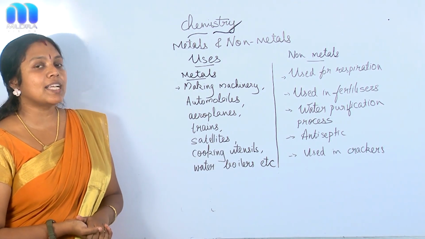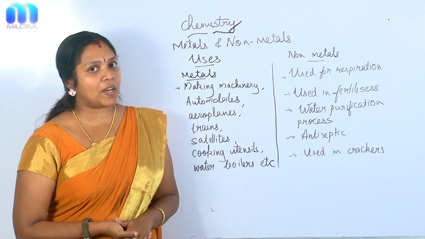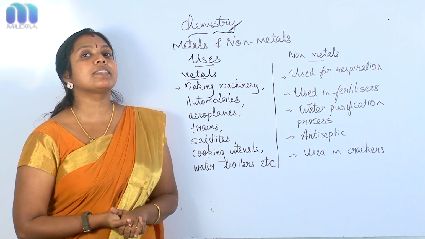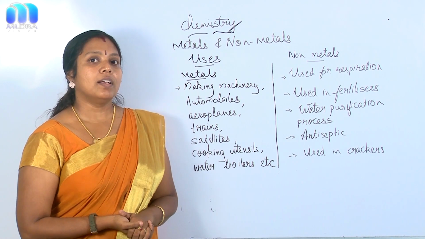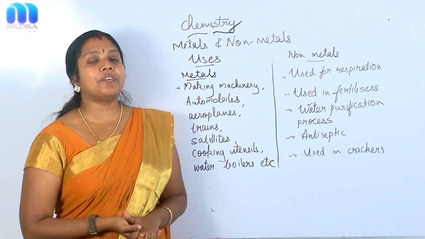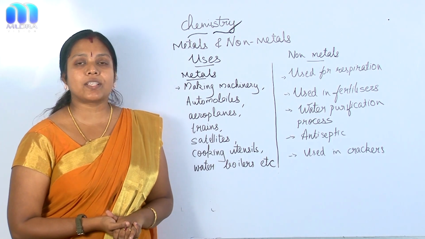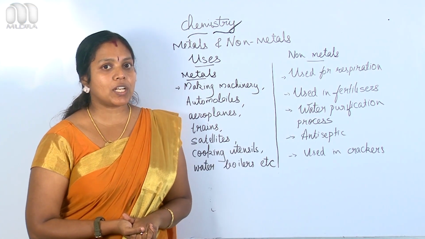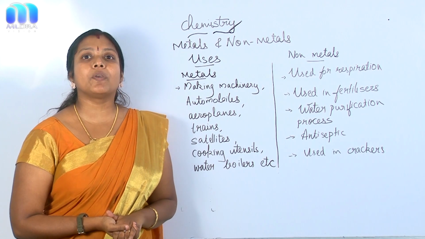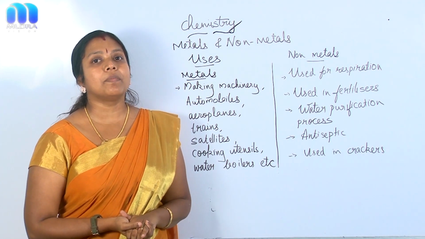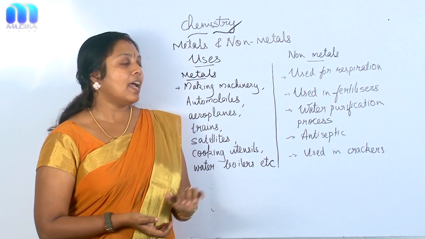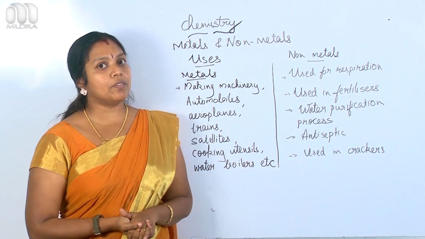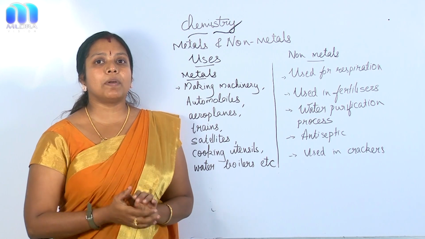Next, in the case of non-metals, its uses are: it is used for respiration. For example, human beings inhale oxygen for respiration. Second use of non-metal, it is used in fertilizer. For example, ammonia, NH3, is used as a fertilizer for the growth of plants. Then water purification process, example chlorine. We add chlorine tablets to kill the microorganisms present in the water. Then we use non-metal for antiseptic purpose, example iodine, and the last one we use non-metals for crackers, example phosphorus.